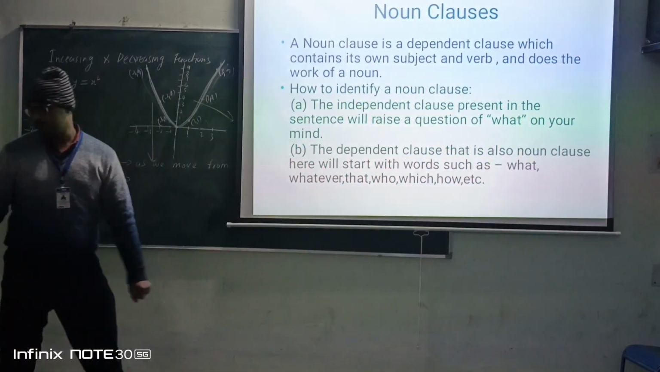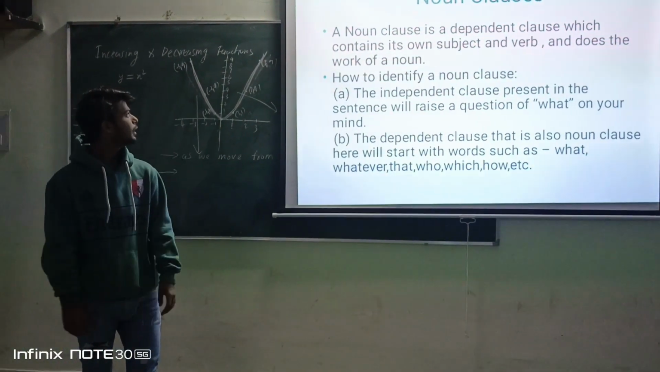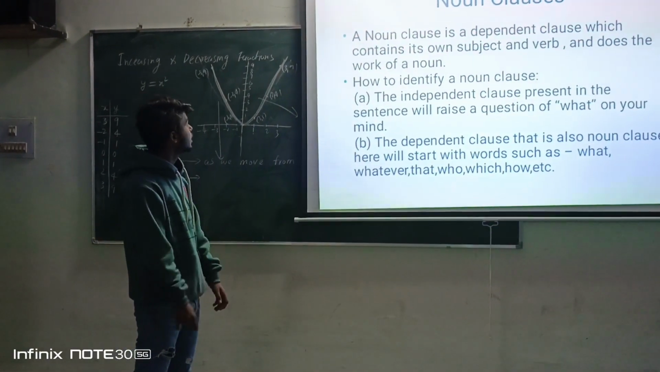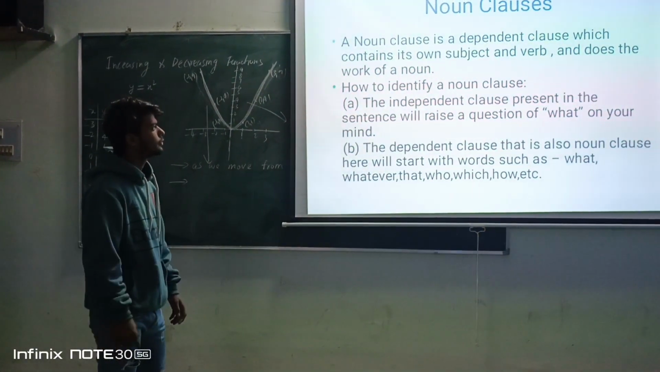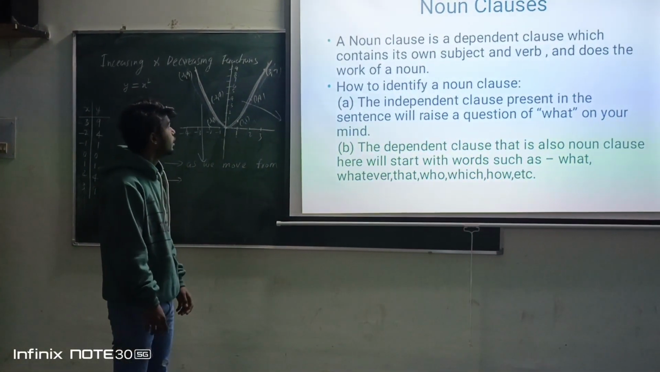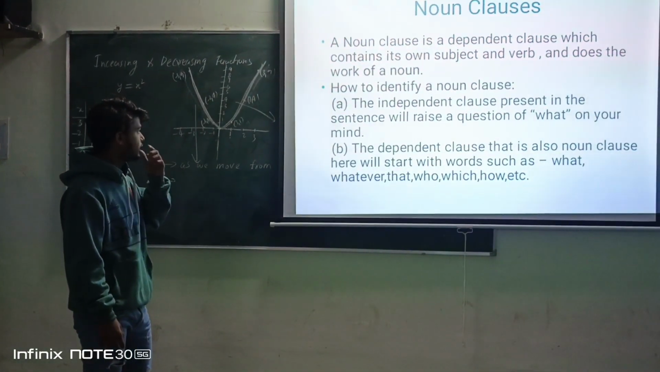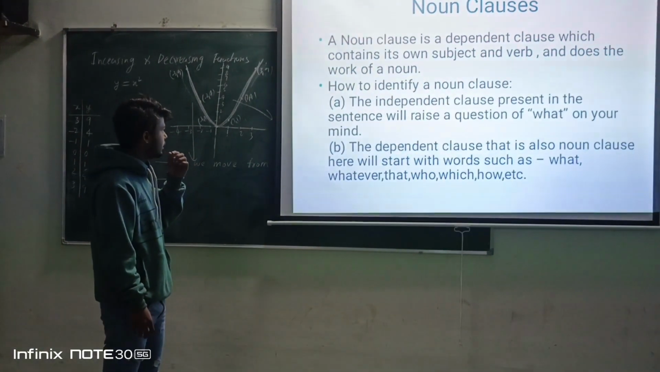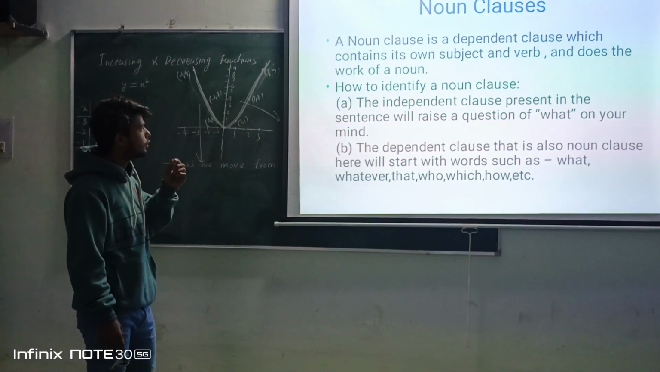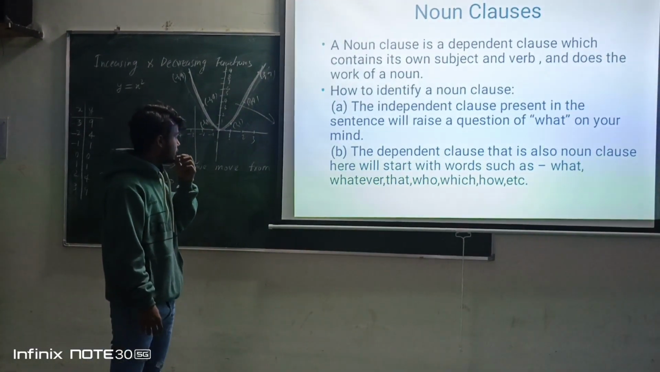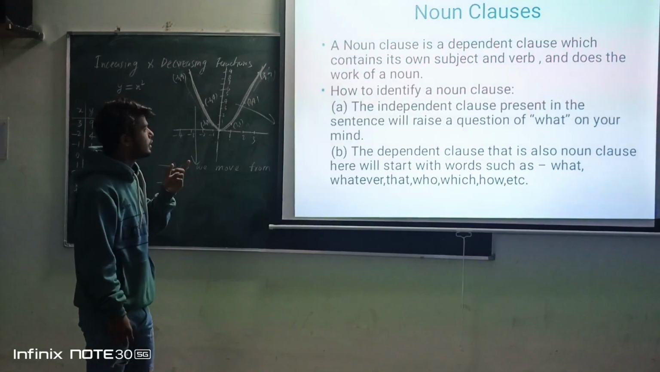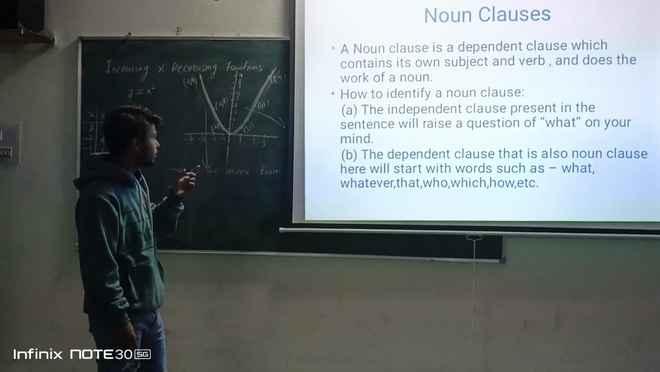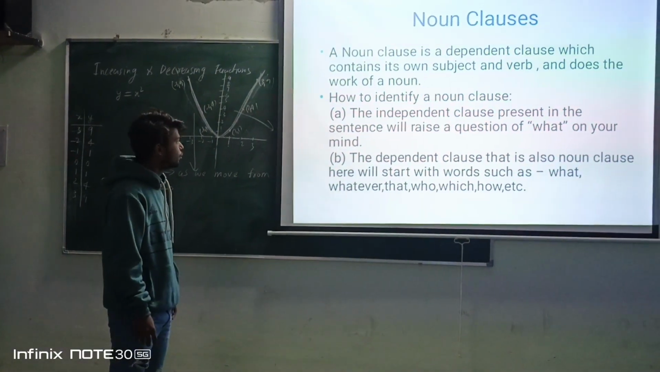आगे आप सुनिए। Good morning. And I explain the noun clauses. Noun clauses are dependent clauses which are connecting to a subject and verb, and do the work of a noun, and identify of the clauses, noun clauses. Independent clauses present in the sentence are raising a question, what on your mind. The dependent clauses, and also noun clauses, start with words like what, when, whatever, that, who, how, which.